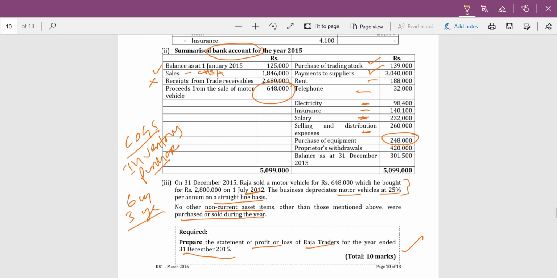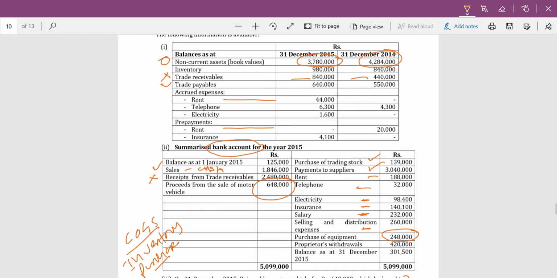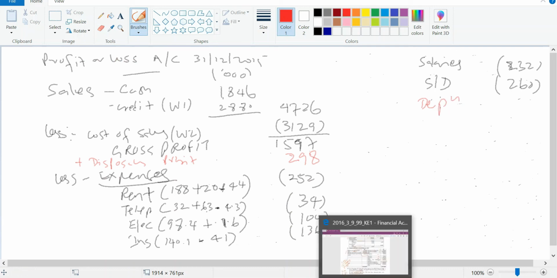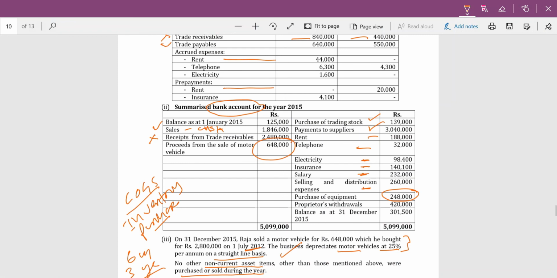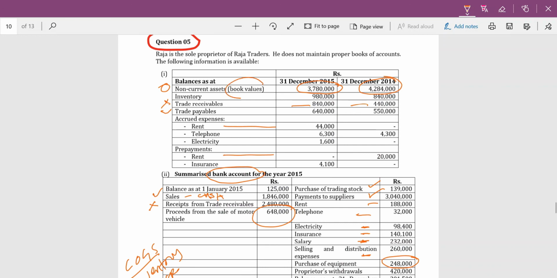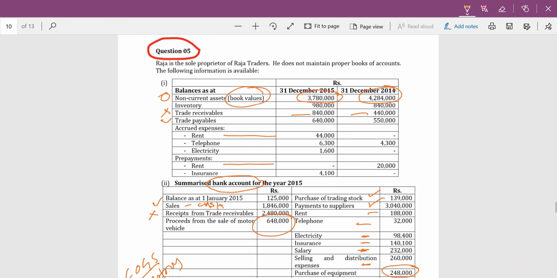Then apart from all these expenses, now we have considered all the expenses. Now we have done the disposal profit. Now what is left is the depreciation. You need to deduct the depreciation part. How much should be charged as depreciation? Since you are given the non-current assets at book value, simply you can take the difference.